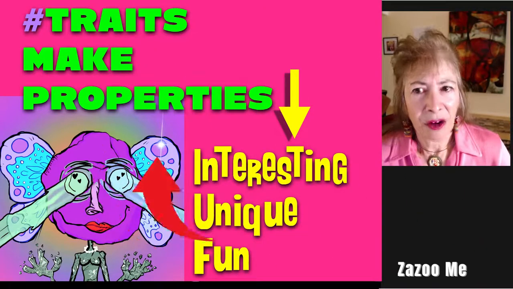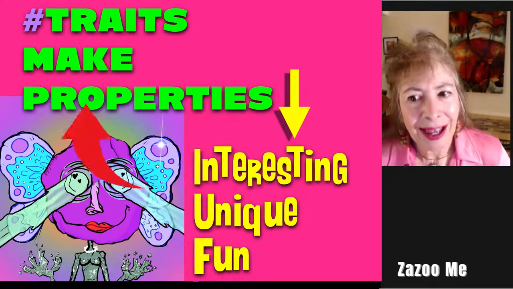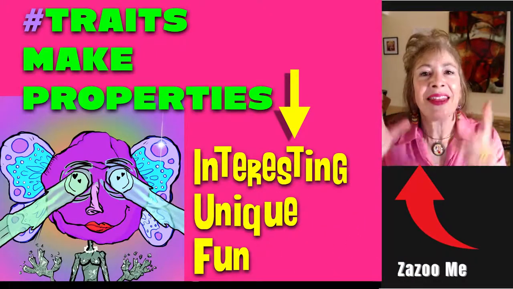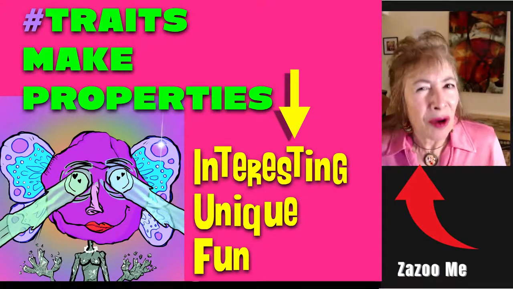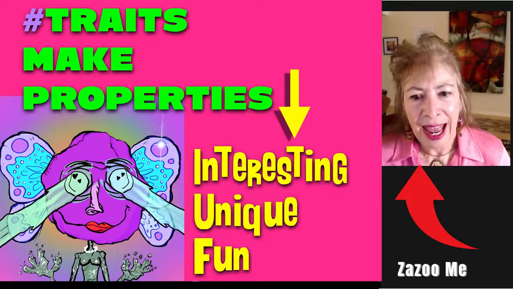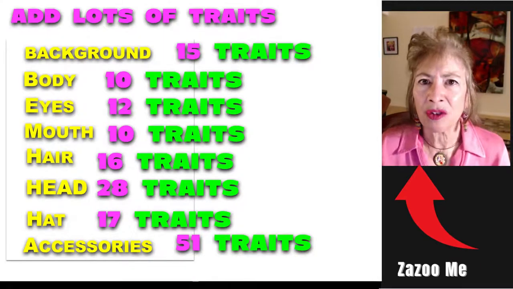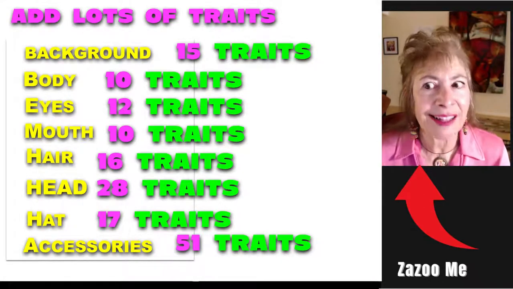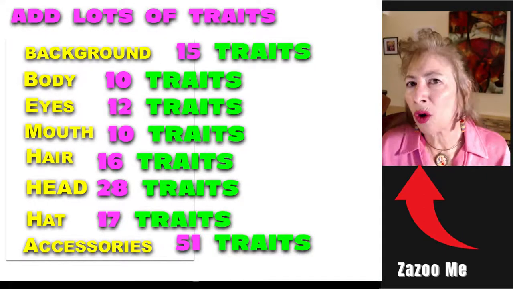It's the traits that are going to make your properties interesting, unique, and fun. It's the traits: the eyes, the head, the ears, the hands, the body, the lips, the nose. These are the things. What do you do with those properties, those building blocks, to make them exciting? It's the traits. And this is where you can have a ton of fun and do something really special. And collections today have multiple traits, not just a few, a lot of traits. And that is why collections are looking more and more exciting now.